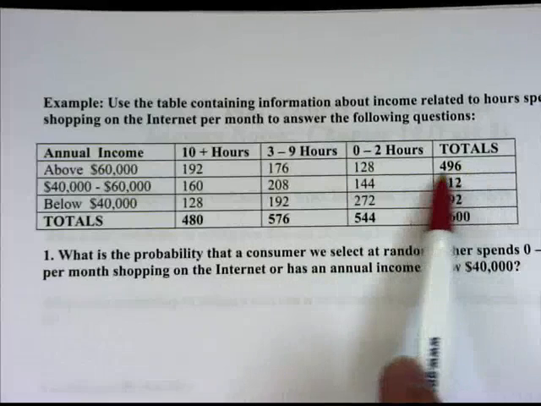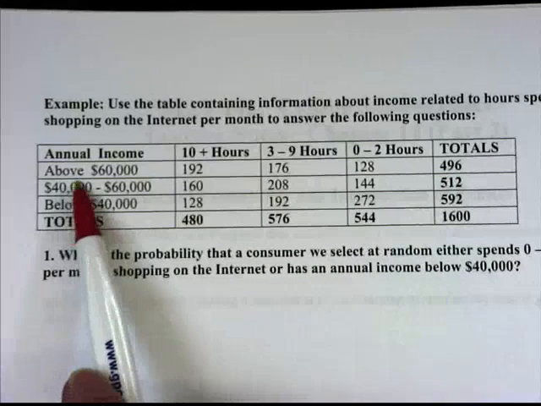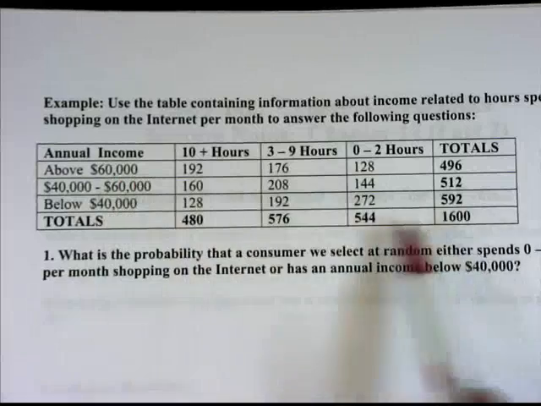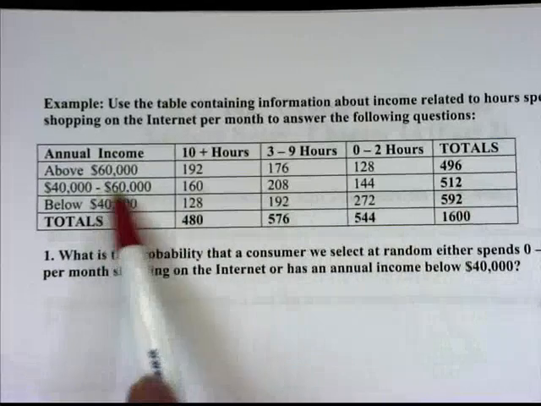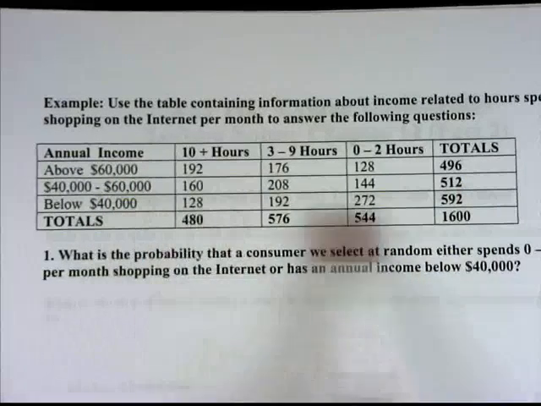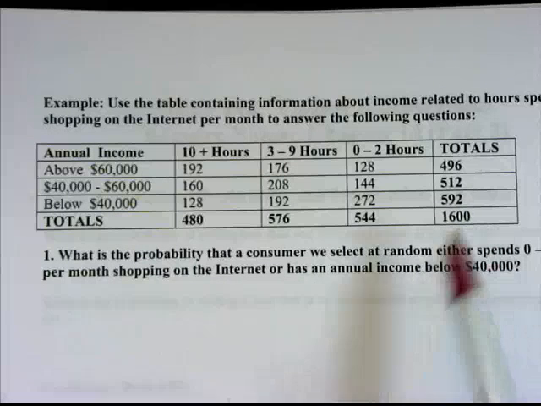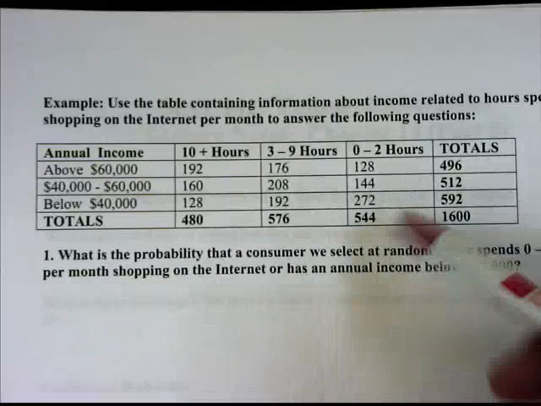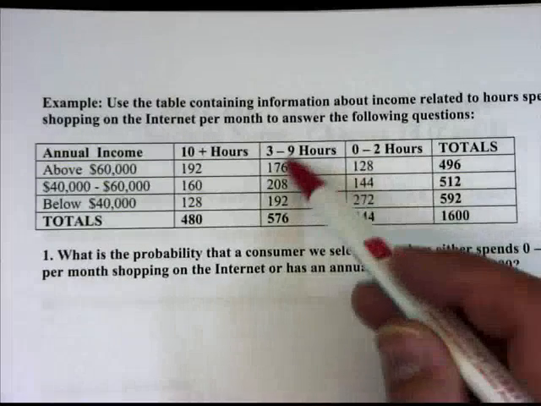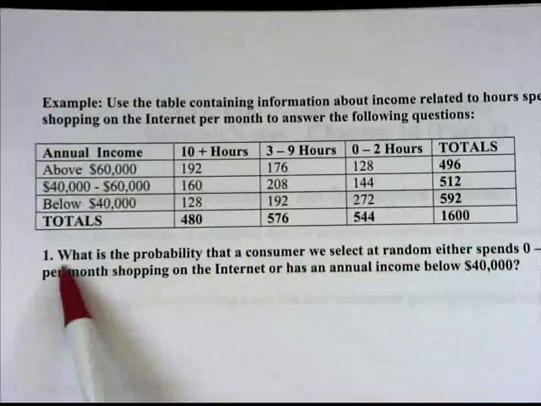So there's a total of 496 folks with above 60,000 that they talked to. There was 512 that fell in this category, and there were 592 that fell in that category. So there was a total of 1,600 folks that they talked to. Then you can also look at these totals as well. So let's look at the following.